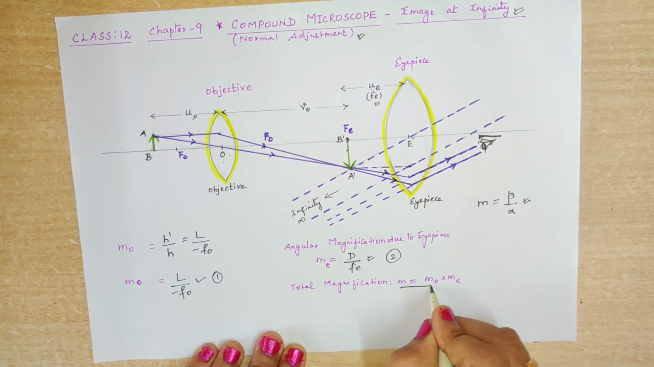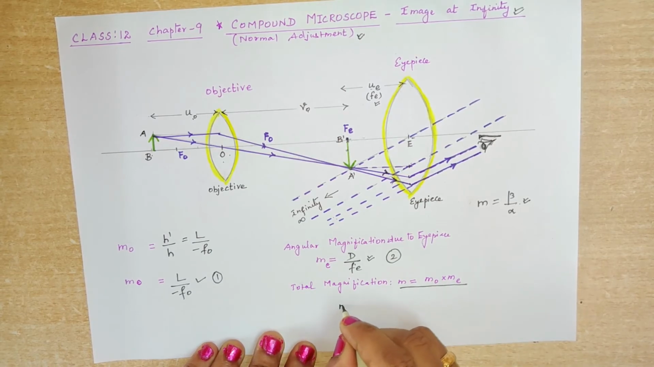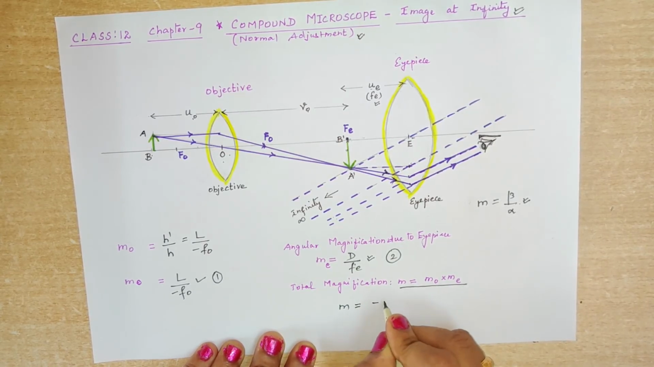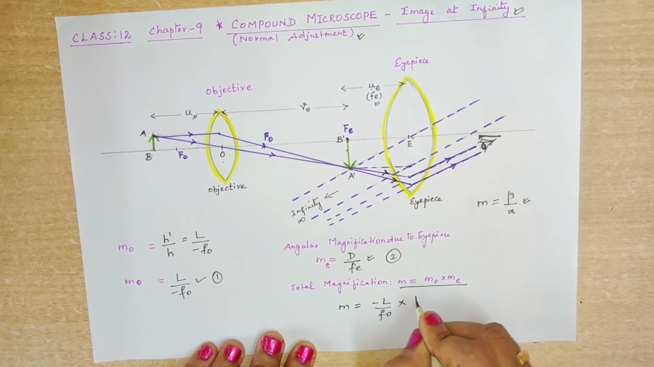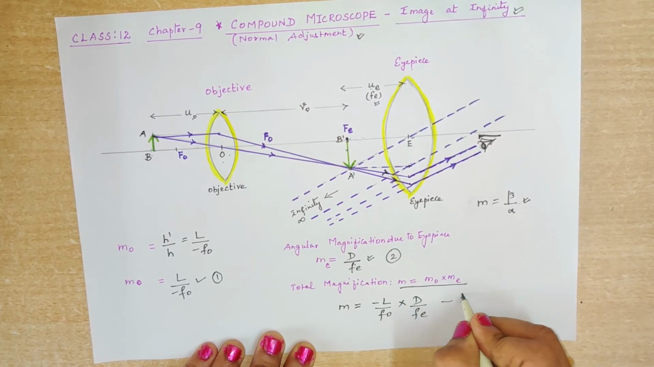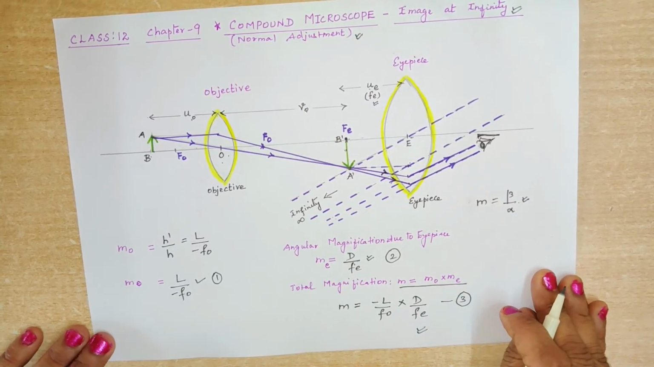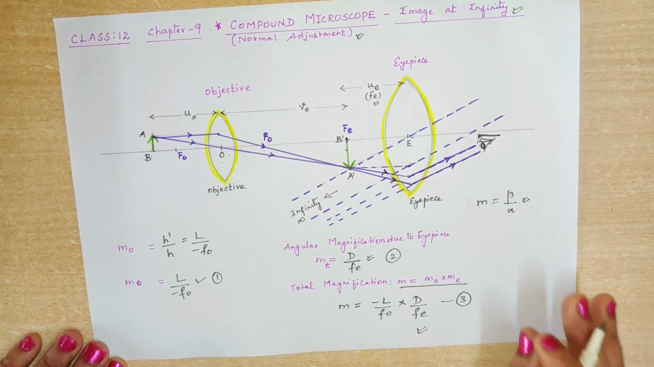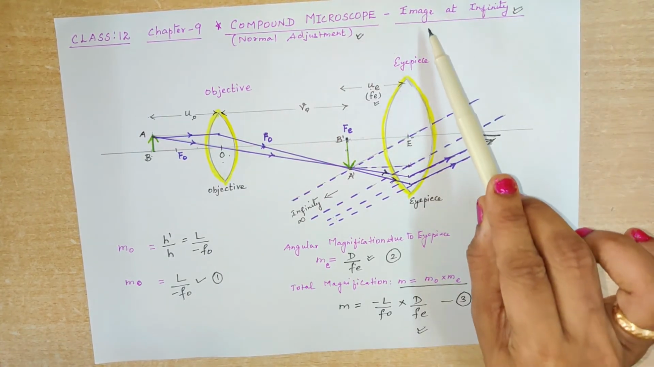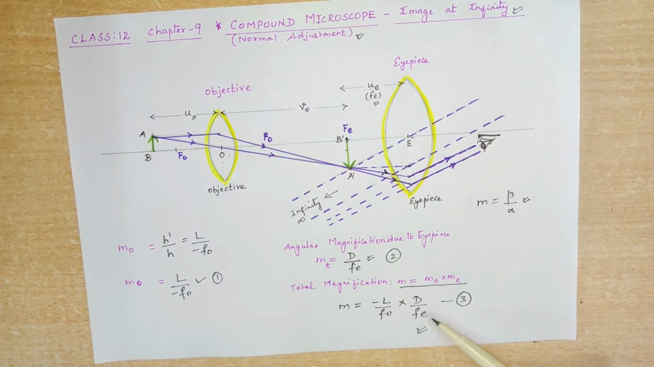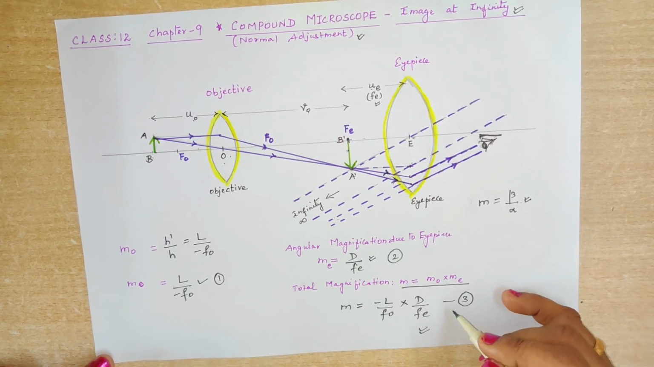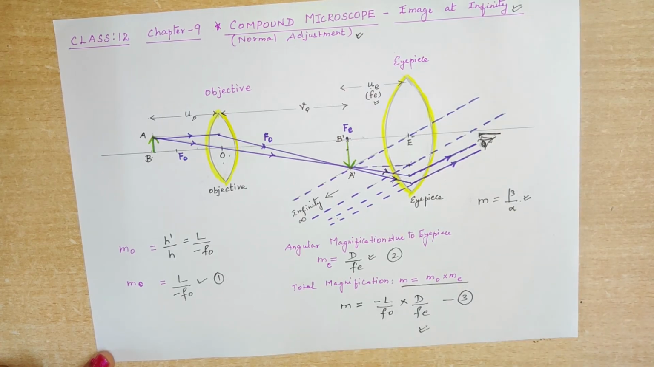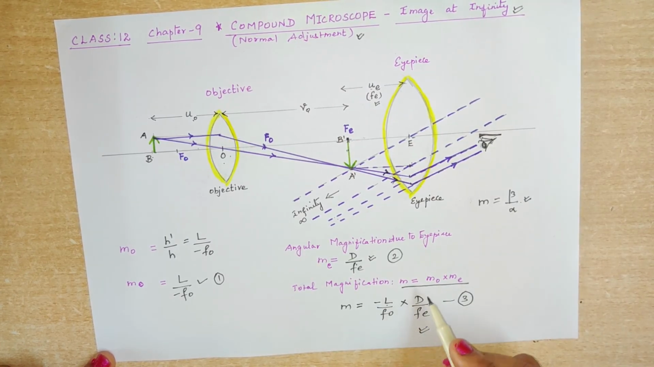Therefore, the total magnification is MO into ME, so M is going to be minus L upon FO multiplied by D upon FE. This is the equation which gives the angular magnification, that is the total magnification produced by a compound microscope when the image is formed at infinity. You can see this equation for the infinite position is slightly different from the result we discussed for the LDDV position. There it was the same formula multiplied by 1 plus D by FE, but here it is D by FE multiplied by the same answer.